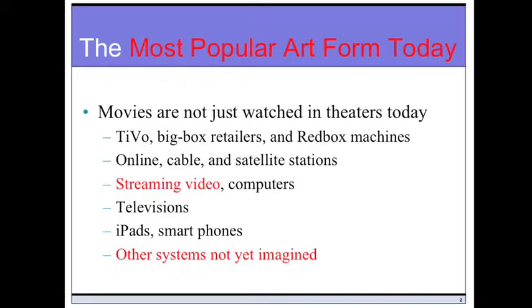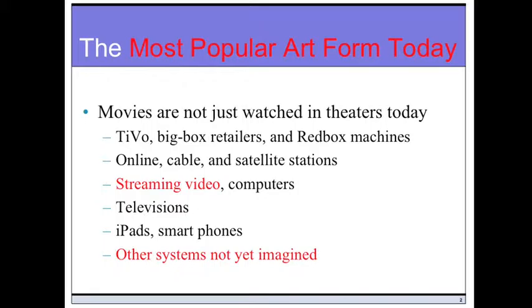Obviously, you have big box retailers such as Best Buy, Target, and Walmart, where you can buy DVDs. Redbox machines are still a thing. At Walgreens, you can rent them for $1 a night. There used to be Blockbuster when I was growing up, DVD rental places where you would actually show up and rent movies. You have online cable and satellite stations, so think of stuff like HBO and Starz and Showtime, where they kind of have their own channels of movies.